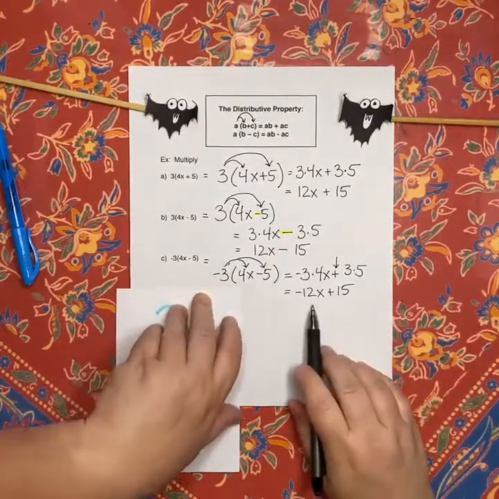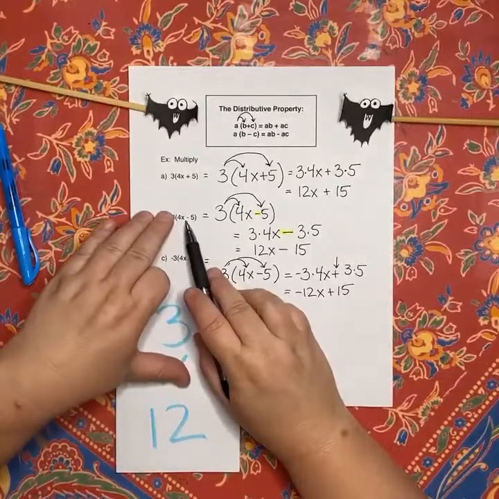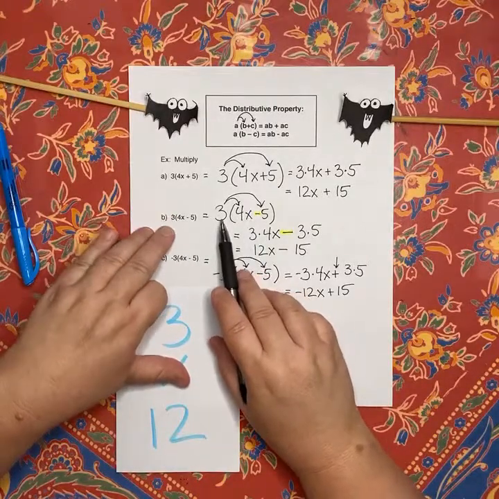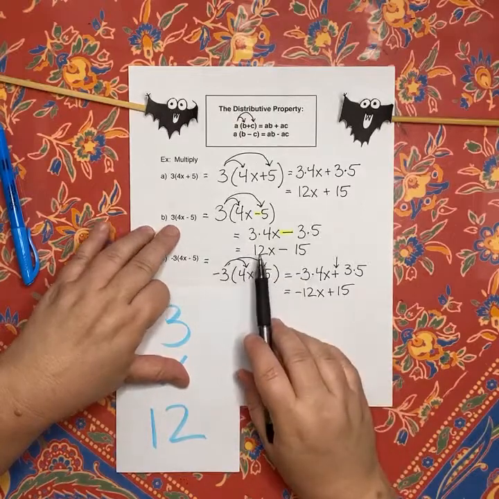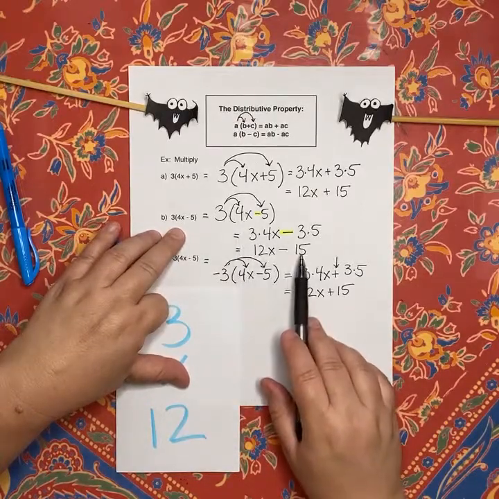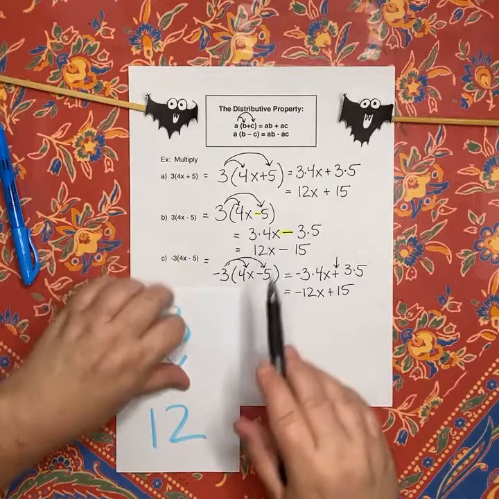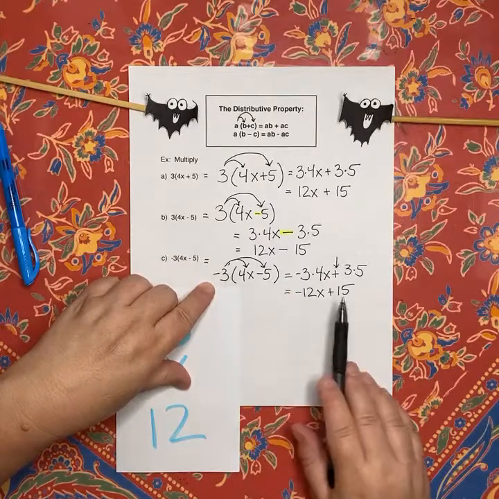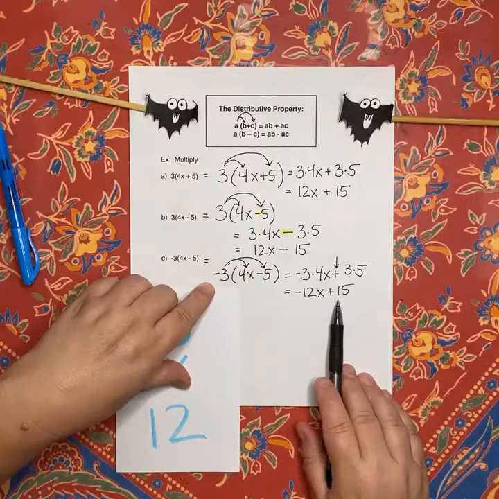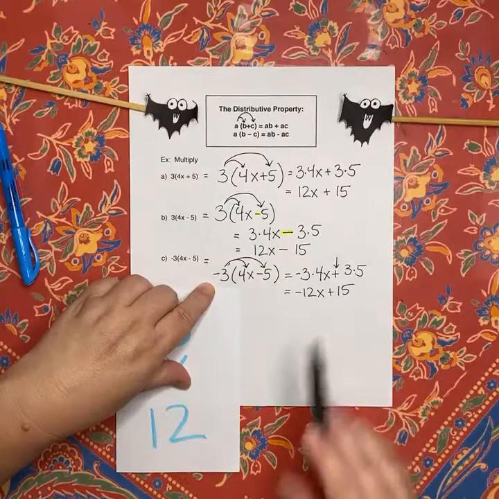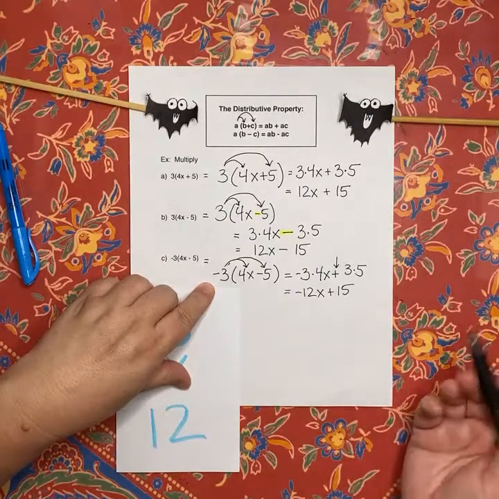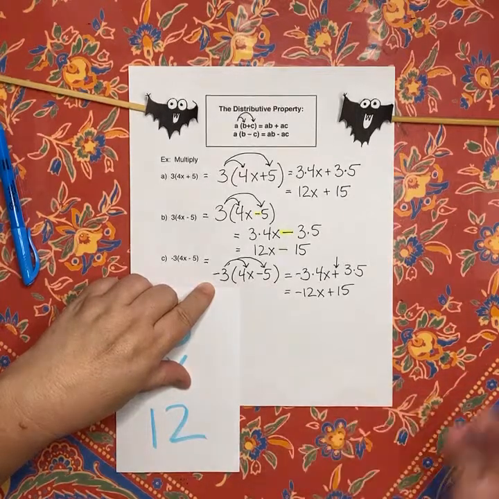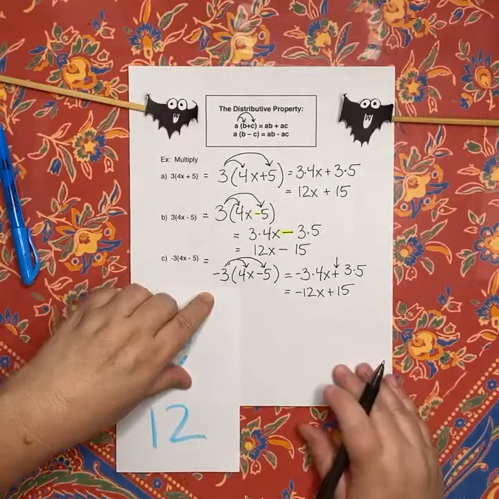So notice what happened. When I had 4x minus 5 inside the parentheses, and I multiplied by a positive 3, the first one was positive and the second one was negative. When I multiplied by a -3, the first one was negative, the second one was positive. So I just changed all the signs. When you throw an extra minus into the mix, you just end up with everything being the opposite. You're in opposite land.